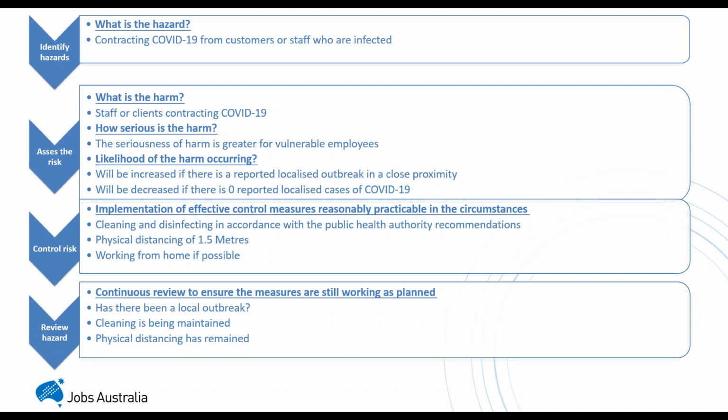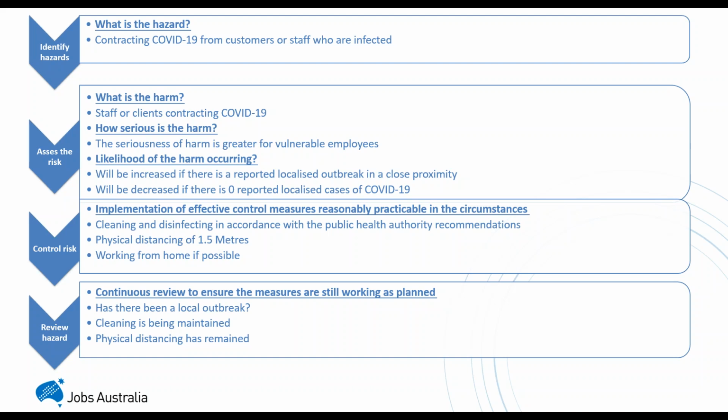But if we're looking at a state such as WA, if we've had no localised outbreak, no community transmission, then the risk is low to that employee for being in the workplace, even if they are deemed to be serious or high risk. So what can we do then to mitigate our risks? We then need to implement effective control of the risk. So that is taking steps such as cleaning, disinfecting, physical distancing, 1.5 metres, maintaining that, working from home where possible.